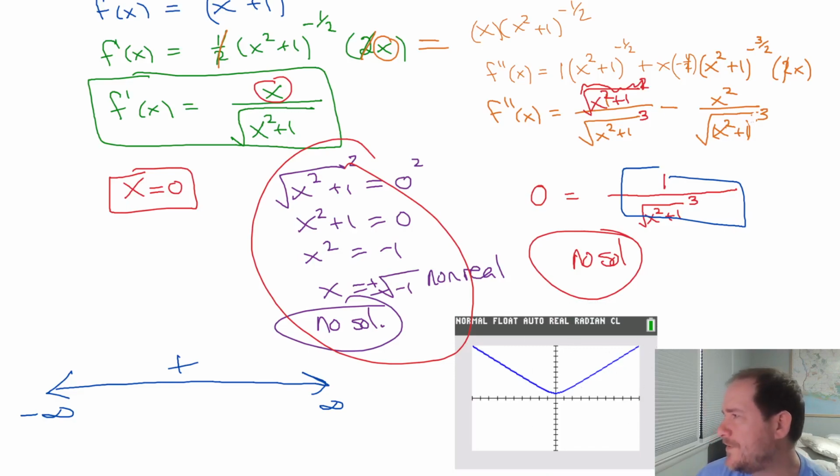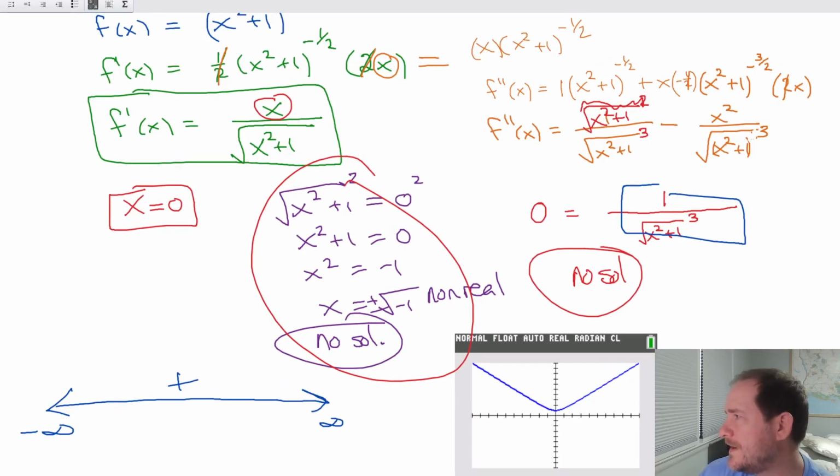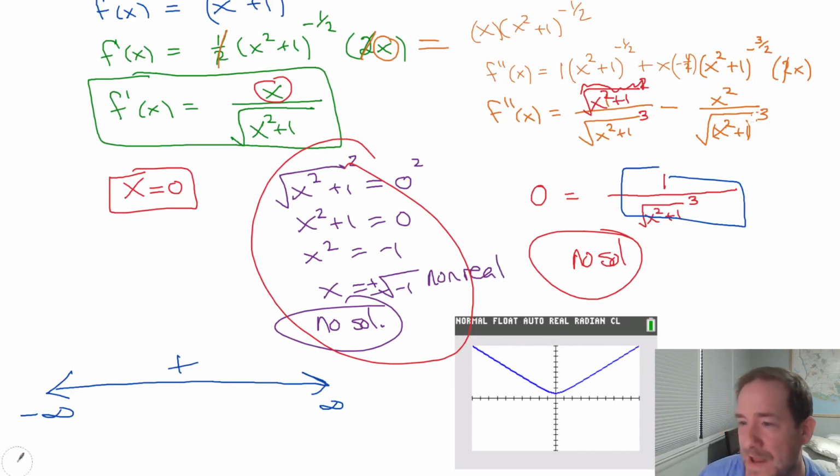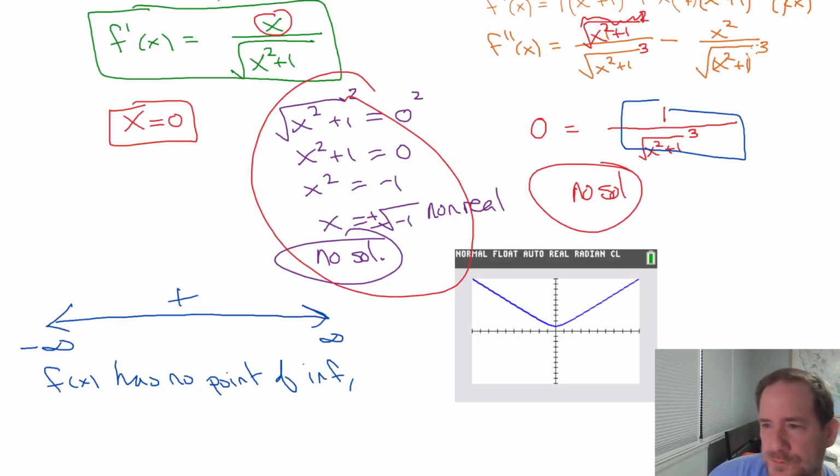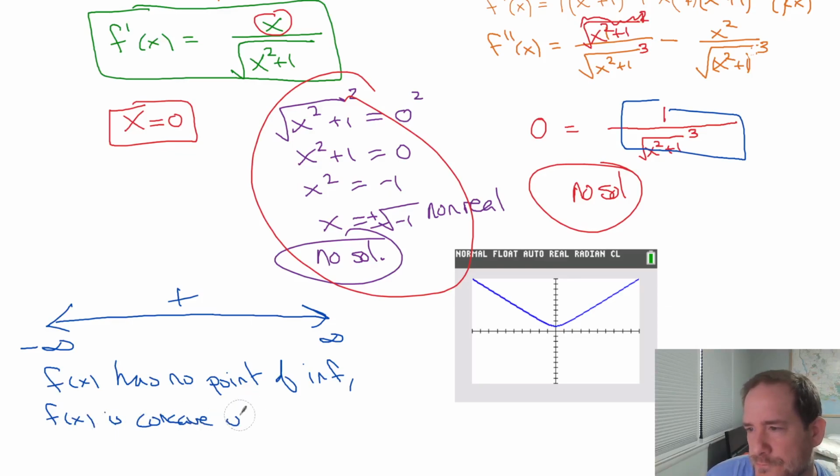So what does the question say? It said find the point of inflection. I guess our answer is f of x has no point of inflection, and f of x is concave up on its entire domain, from negative infinity all the way to infinity.